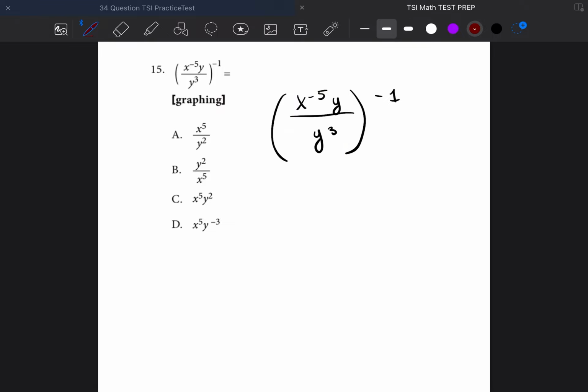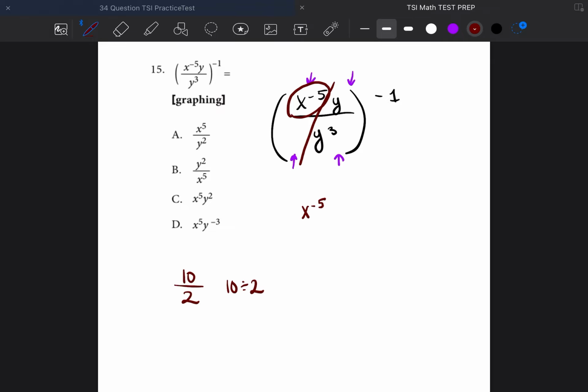Anytime you have a fraction, say 10 over 2, that's the same as saying 10 divided by 2. So we are literally taking this top and dividing it by this bottom. I like to draw a little line, and what that line helps me see is that I divide the x's by the x's, and I divide the y's by the y's. In this case, there is no x on the bottom, so I would just keep it the same, x to the negative fifth.